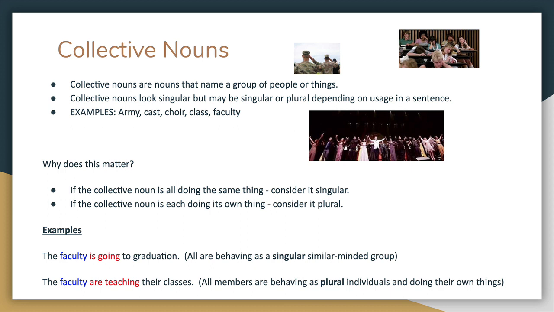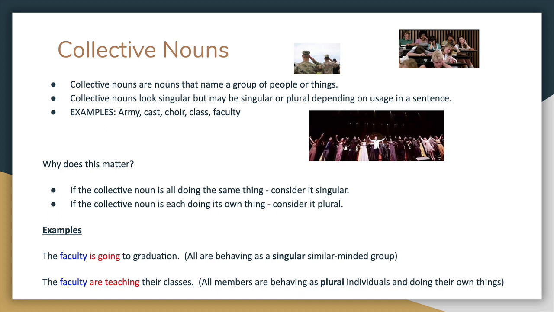The faculty is going to graduation. In this case, the entire faculty are behaving as a singular, single-minded group. They are all doing one same thing, which is to go to graduation. So in that case, you treat faculty as a singular noun. And so you use the singular form of to be, which is. The faculty is going.